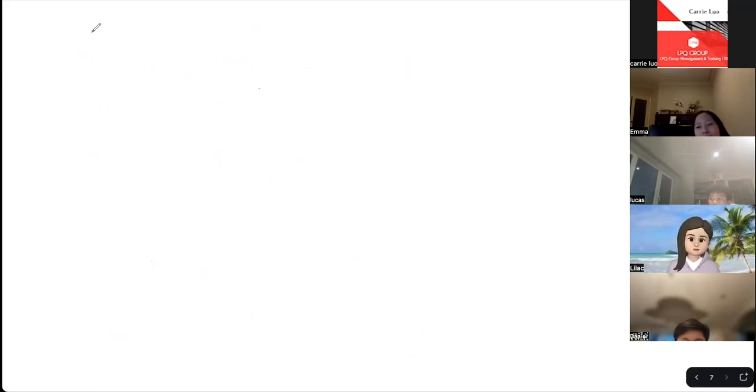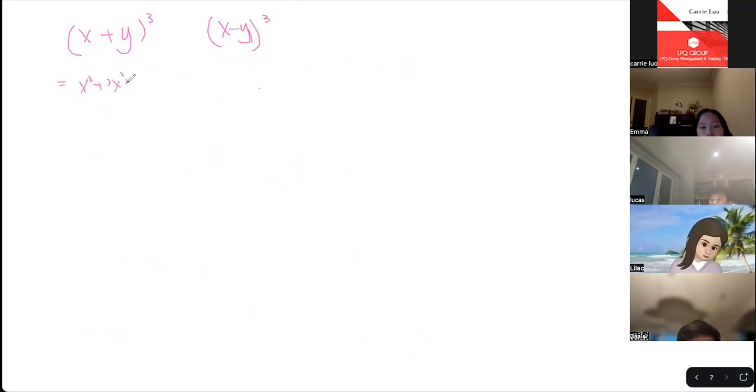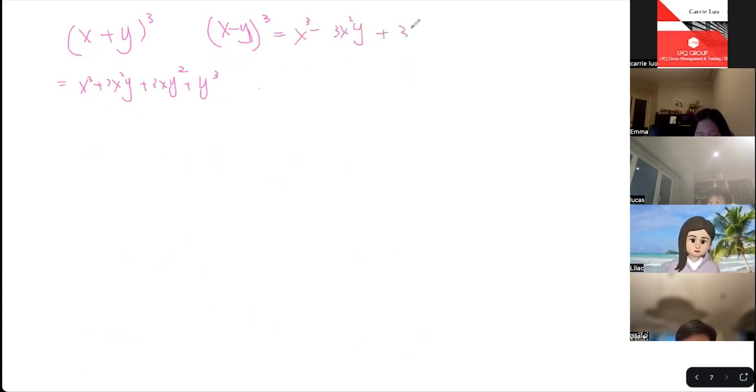Okay, so now let's move forward. What is the next one? X plus y, no, sorry, it should be the other way around: x plus y cubed and x minus y cubed. Okay, everybody, I want you to first copy this down: equals x cubed plus 3x squared y plus 3xy squared plus y cubed. Next one, x cubed minus 3x squared y plus 3xy squared minus y cubed. Sorry, this three is really bad. Please copy these two down first, then we move forward. Lucas, did you copy them down? Yes.